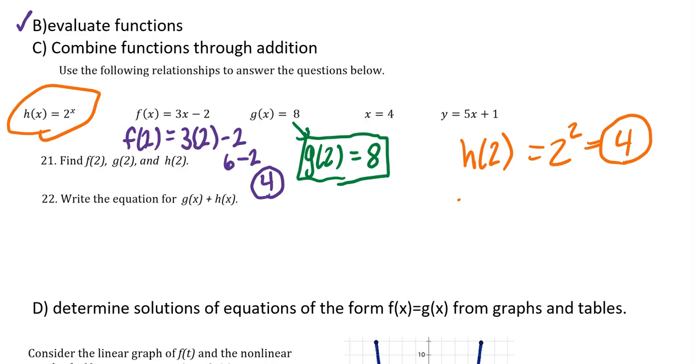Number 22 is fulfilling objective C, combine functions through addition. It says write the equation for g of x plus h of x. So g of x is 8, h of x is 2 to the x. So g of x plus h of x would be 8 plus 2 to the x. We can't simplify that any further because there are no like terms to be combined.